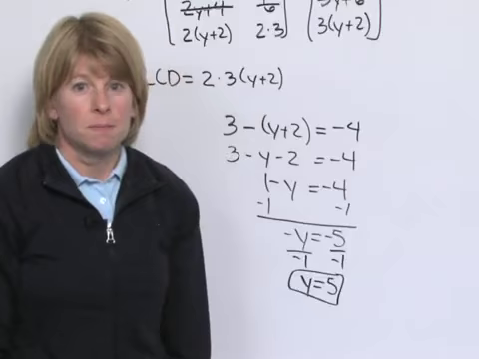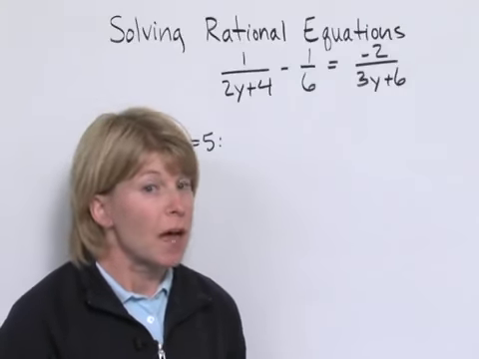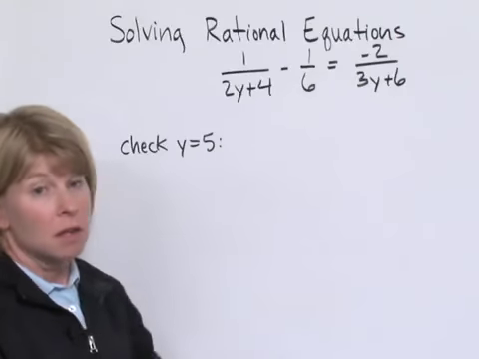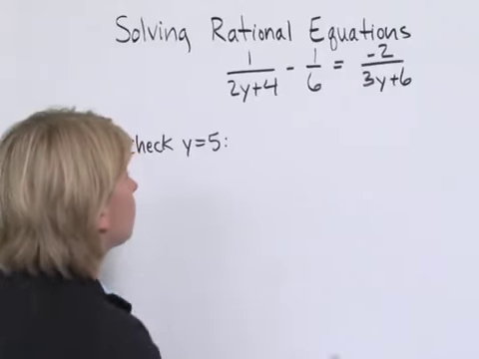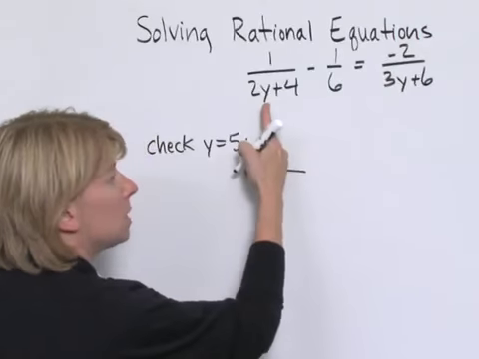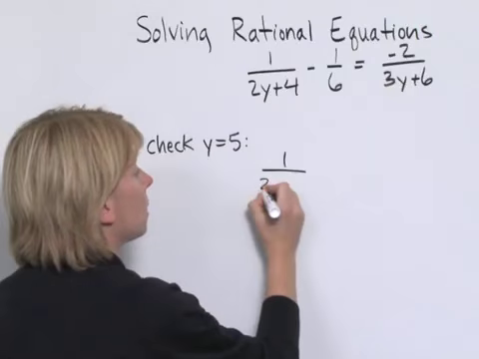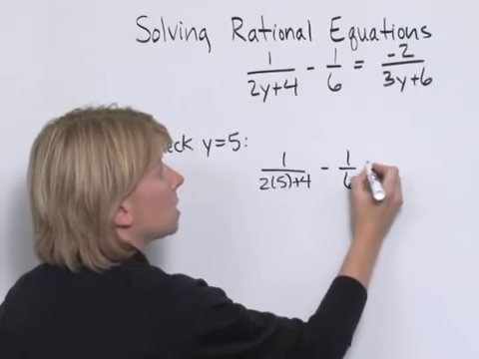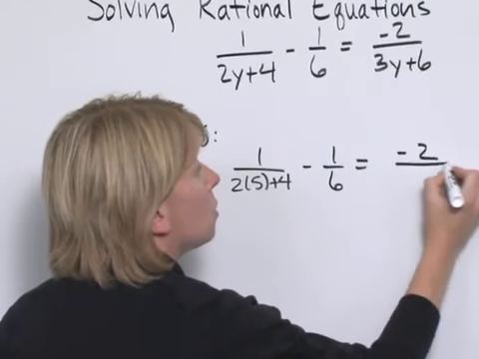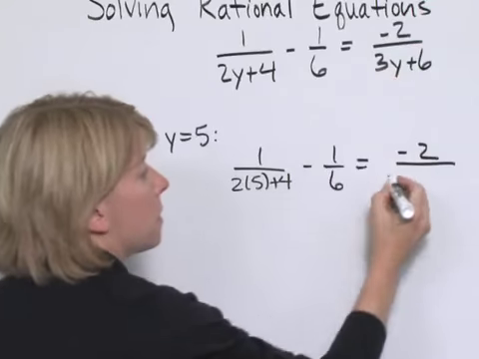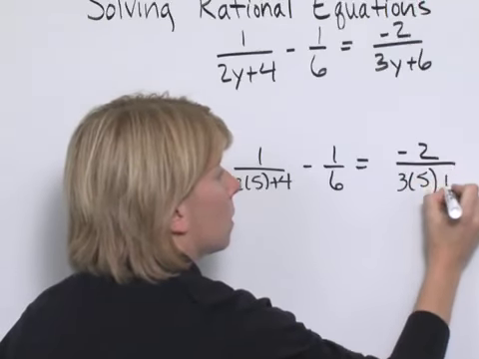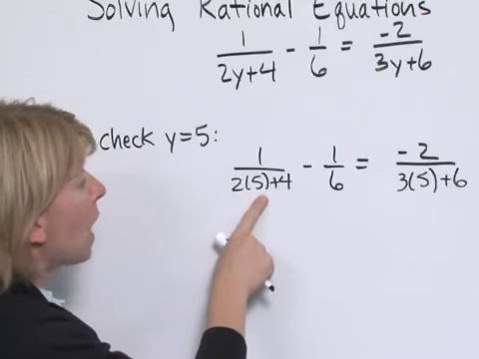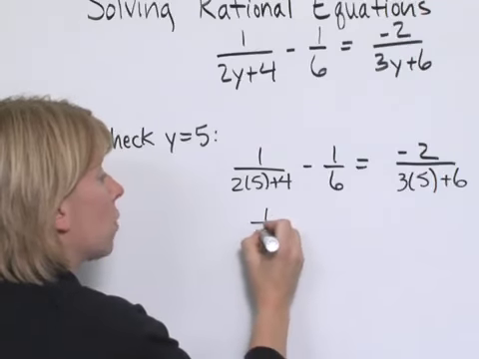Now let's check that solution. We're going to check our solution, y equals 5, which means putting 5 in for the y variables in our equation to see if we get a true statement. So replacing the 5 here, I'll have 1 over 2 times 5 plus 4, minus 1/6, equals negative 2 over 3 times 5 plus 6. Simplifying this denominator, 2 times 5 is 10, plus 4 is 14.